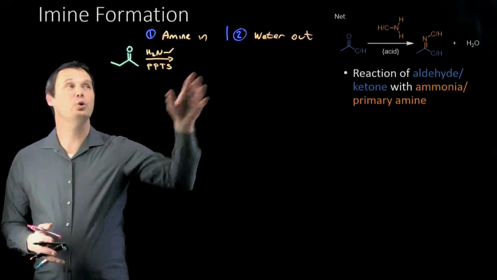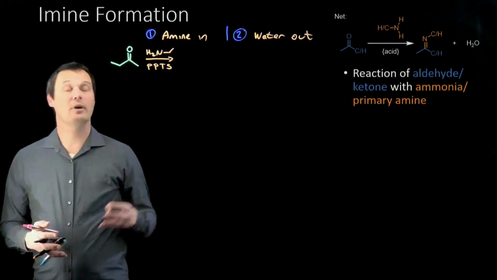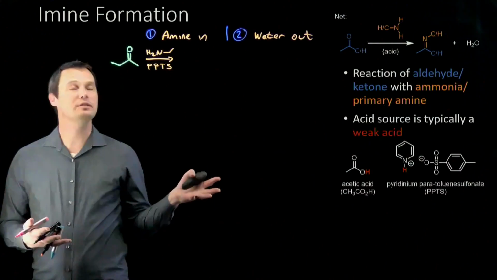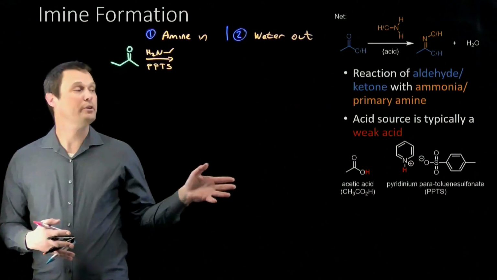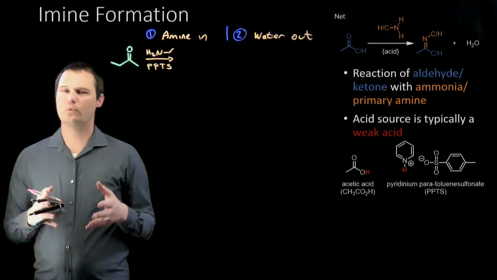We need to keep these two goals in mind as we go through the mechanism to make sure we're staying on track. This carbonyl mechanism involves a neutral nucleophile, so we need an acid catalyst to facilitate the reaction, and that acid catalyst is typically a weak acid, something like acetic acid or pyridinium paratoluene sulfonate, PPTS. These acids have a pKa of around 4 to 6.